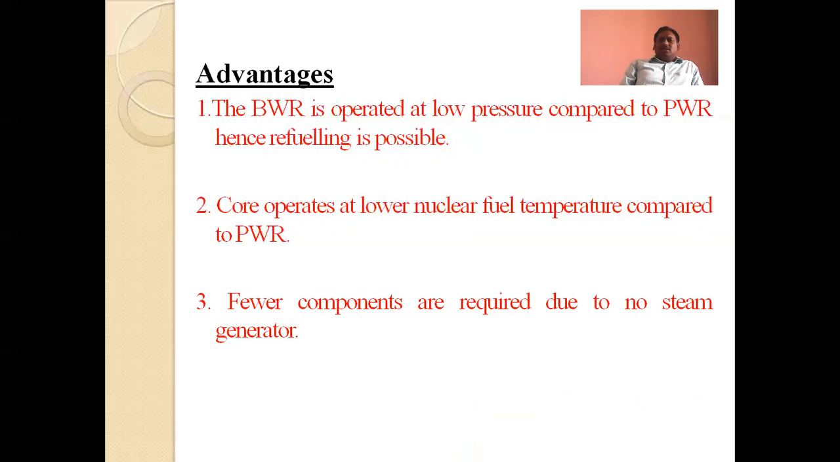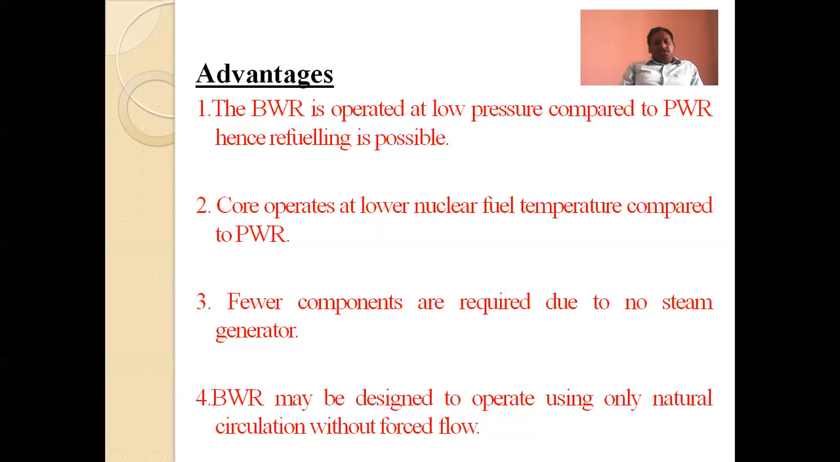And also, as we already discussed earlier, fewer components are required due to no steam generator. That is one of the main advantages of boiling water reactor. And also, the boiling water reactor may be designed to operate using only natural circulation without forced flow, because the pressure of the reactor vessel is low. That's why here there is no need of forced circulation or forced flow. That is one of the main advantages of BWR.